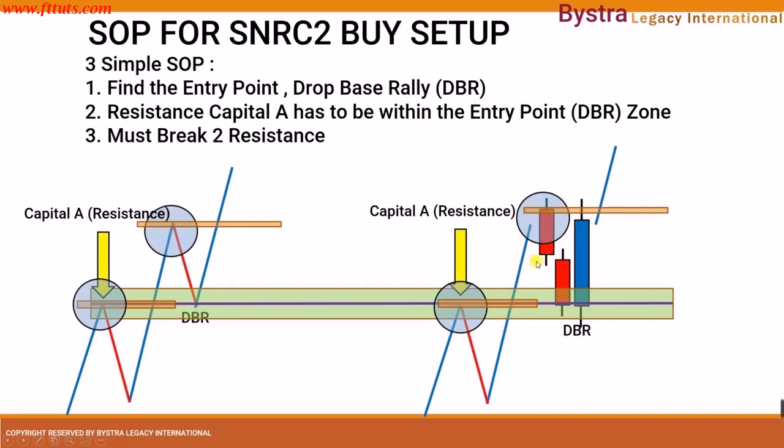Something very similar. Do you get it, guys? Don't get confused. This is a very simple SOP. First we find the entry point, which is the drop-based rally. Then the next thing we need to find is the capital A has to be within the entry point. As you can see, this is aligned together with the entry point. And third, it must break the 2 resistance: this is the first one, and it broke the second resistance. So resistance 1, resistance 2, it broke. Then price will come back to this zone and continue upwards. Got it? Very good.